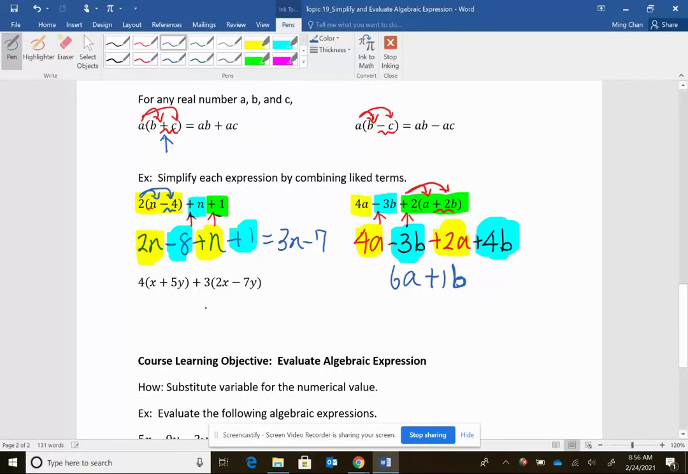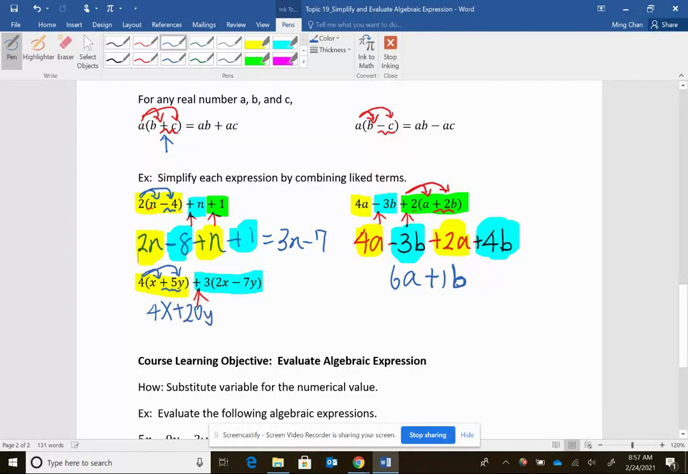All right. If you read this problem, 4 times (x plus 5y) plus 3 times (2x minus 7y), there's only one plus sign outside the parentheses. So my first term, I have to distribute, right? Because this parentheses involves more than one term. And the second term, positive 3, distribute. So my first term, positive 4 times x, positive 4x. Then positive 4 times positive 5y, positive 20y.